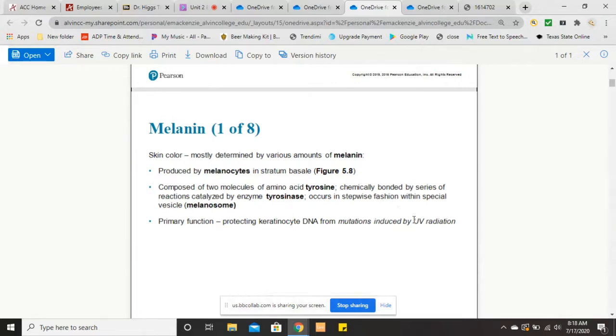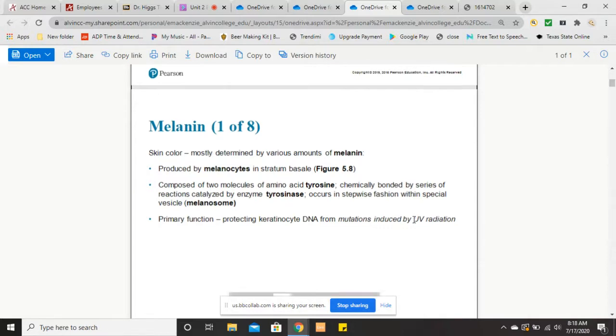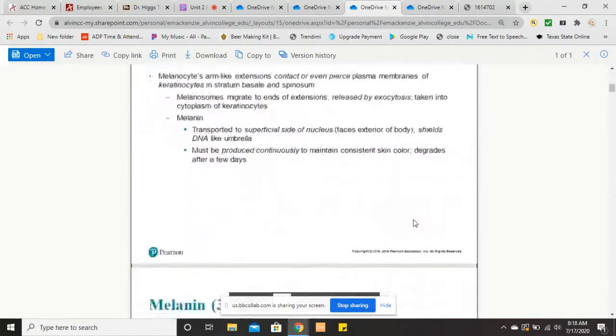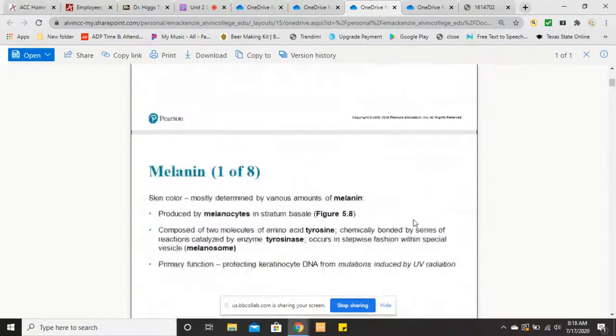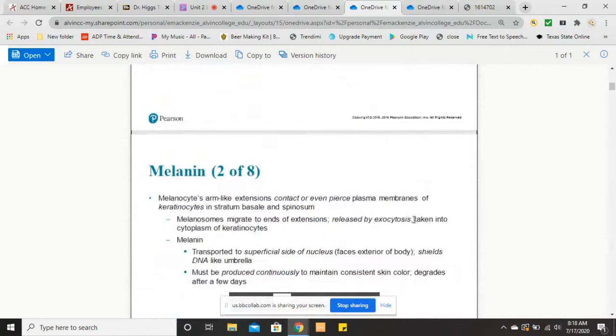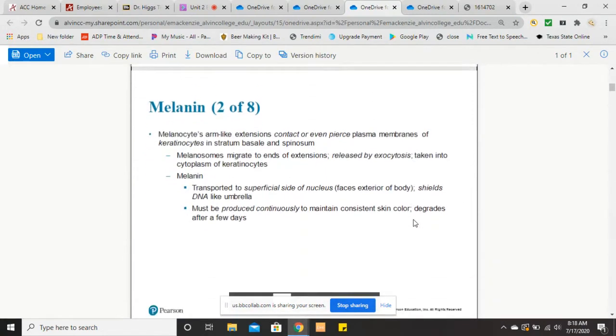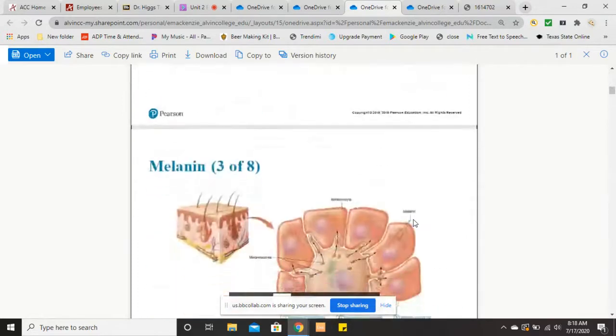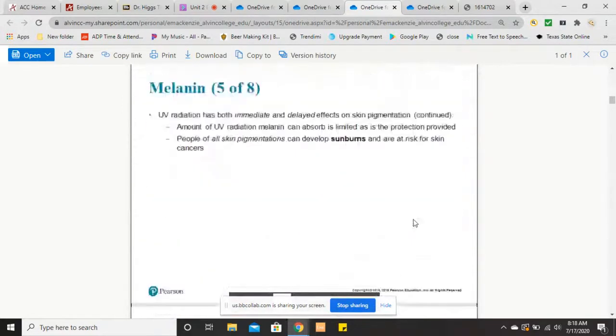Melanin protects you from UV rays. It's almost like natural sunblock. Keep going. It's not the only one. No, you don't need to know how we make melanin. I'm not going to ask that. Okay. Melanin comes from melanocytes. It protects you from UV radiation. It protects your keratinocytes from UV radiation. Keep going. There's another pigment.